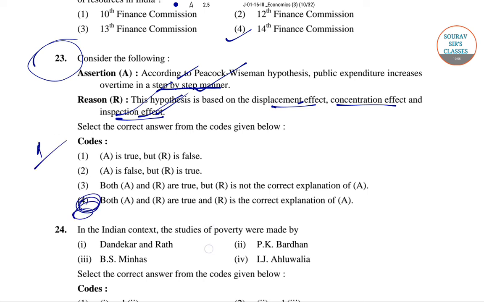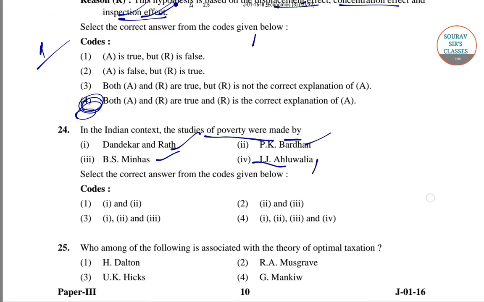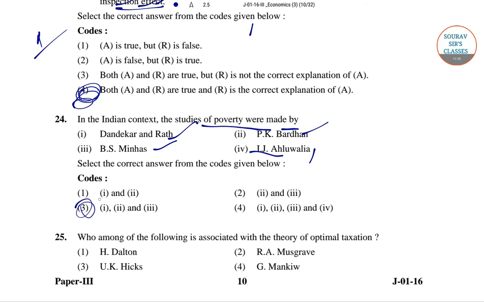Now we'll go to question number 24. In the Indian context, the studies of poverty were made by, we know this will be MS Ahluwalia, otherwise all of them are right. So options 1, 2, 3 are right. So 3 is the right answer.